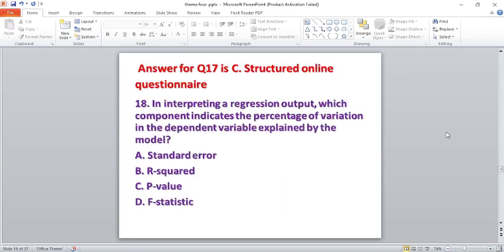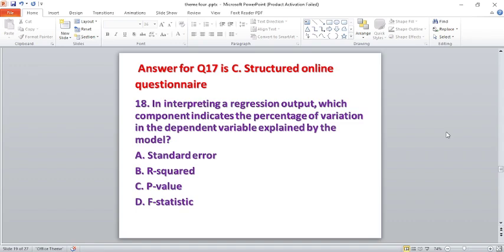Question number 18. In interpreting a regression output, which component indicates the percentage of variation in the dependent variable explained by the model? A. Standard error. B. R squared. C. P-value. D. F statistic. The answer for this question is B. R squared.